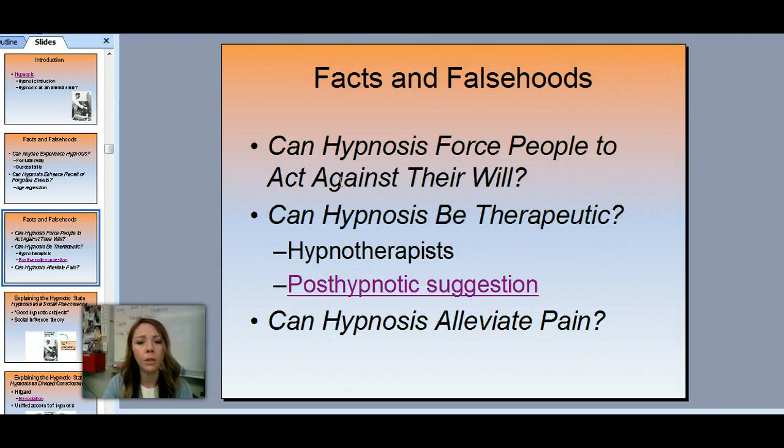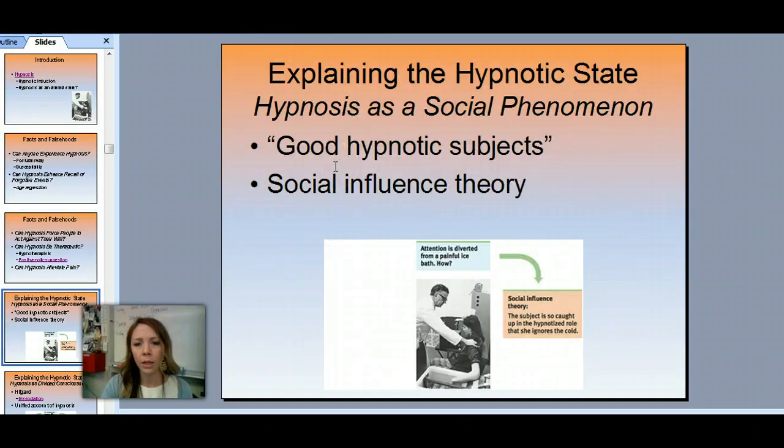Remember the falsehoods. Post-hypnotic suggestions occur in therapy. That's after hypnosis, you're given a suggestion of something you should do in your life, like be more calm. These are used if you're scared of things a lot, for phobias, things like that. And then we looked at it to alleviate pain. We looked at the falsehood that it can act against your will. Explaining the hypnotic state, there's the social influence theory. This was kind of interesting, that people who were pretending to be hypnotized did the same exact things as the people who were actually hypnotized.